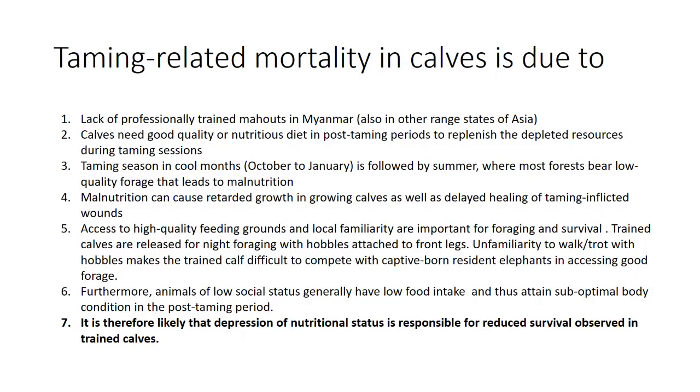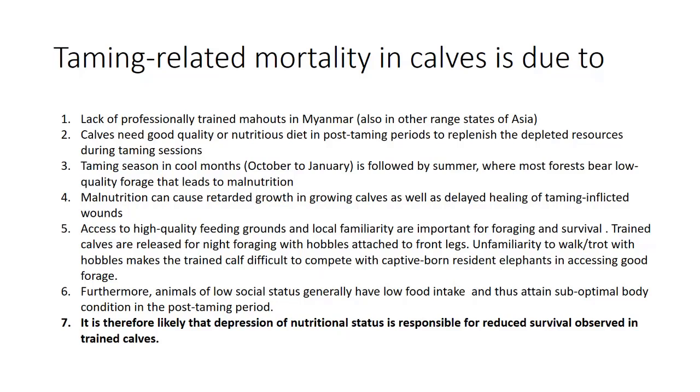But for recently trained calves, it's difficult to move around in the first year of training. So this leads to malnutrition. This is energy demanding. It's difficult to compete with the resident elephants to reach the better, more nutritious part of the forage. This is what brings the elephants' condition down. This is malnutrition, one of the factors responsible for reduced survival that was observed in training.